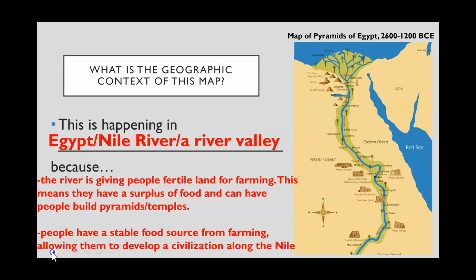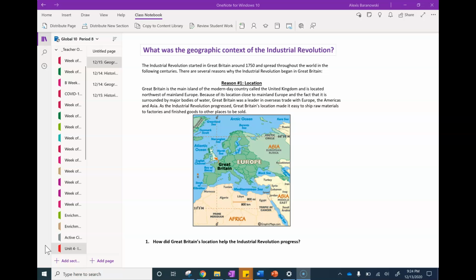So what you guys are going to do now, after completing all these notes, is complete the rest of that page on OneNote. And the page looks like this, and your guiding question is, what was the geographic context of the Industrial Revolution? So in other words, where did the Industrial Revolution begin, and why did it begin there? So the reading is going to take you through a few different reasons why the Industrial Revolution happened in Great Britain. Okay, so you're trying to investigate and learn what are the different reasons why it began there.